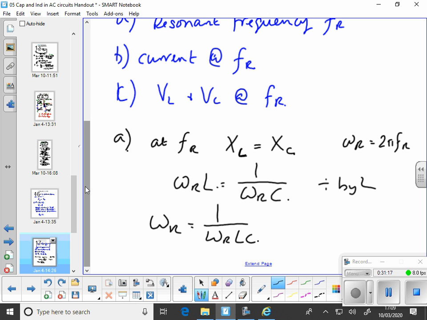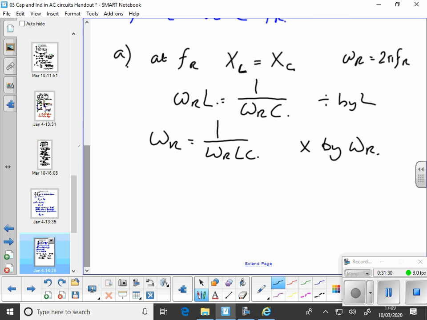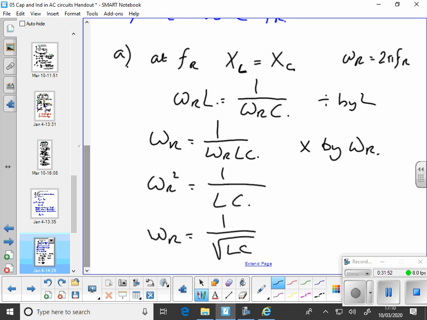Now how can I get that omega back up the other side with this one? So how do I write omega r times omega r in normal? Omega r squared is equal to 1 over LC. How do I get rid of the square? So omega r is equal to the root of 1 over LC. Root of 1 is 1.